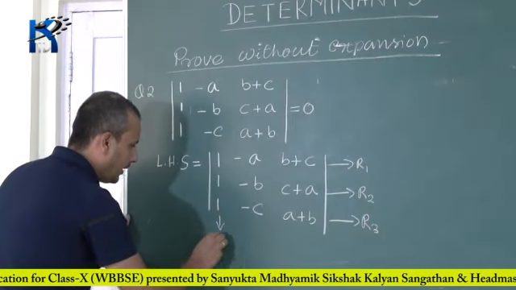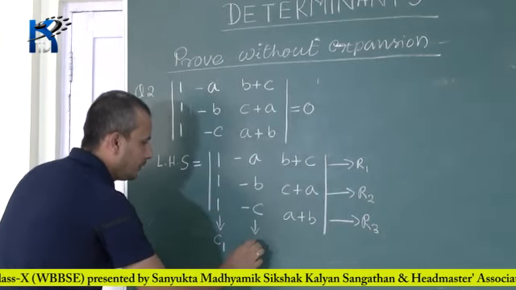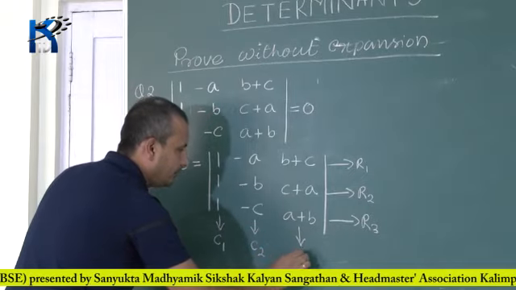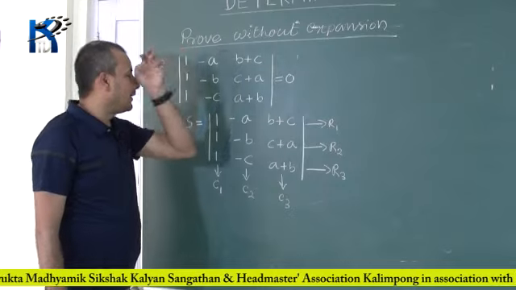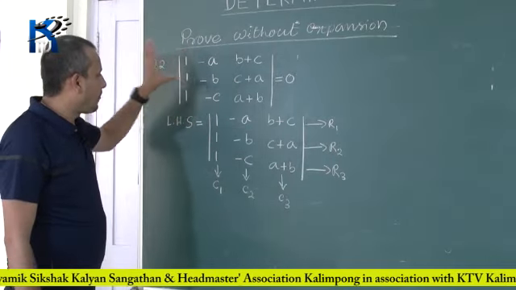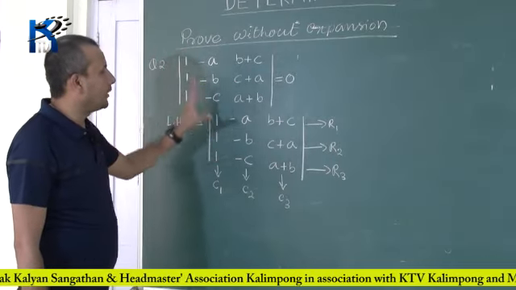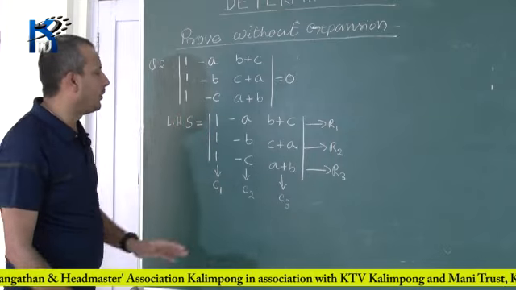This is column 1, column 2 and column 3. In this sum also, this determinant is equal to 0, that you have to prove. For this question also, I'll try to make any two rows or any two columns identical.